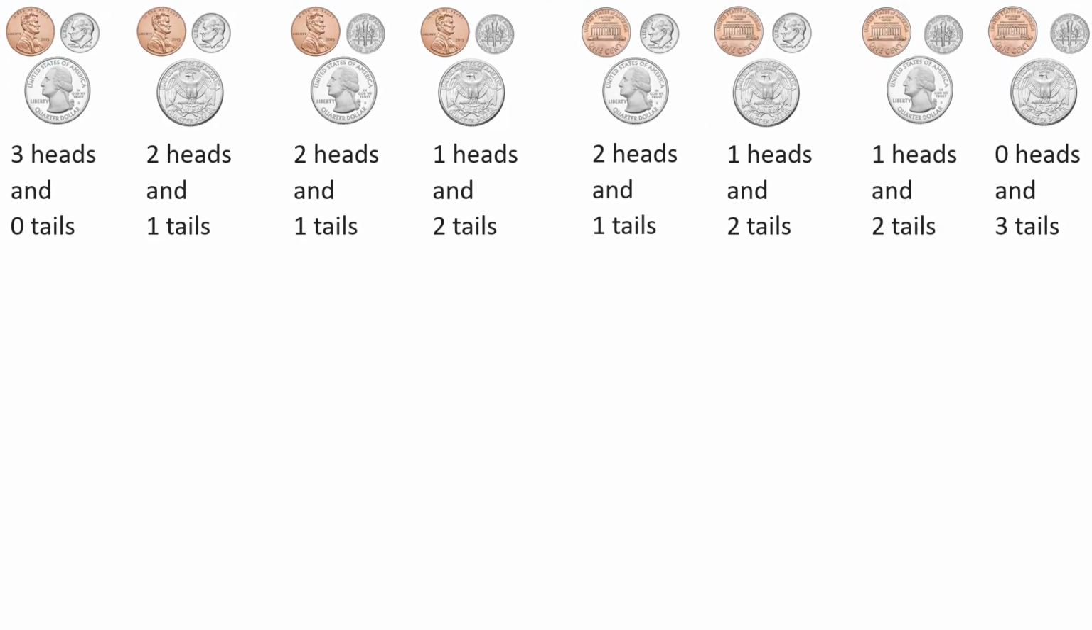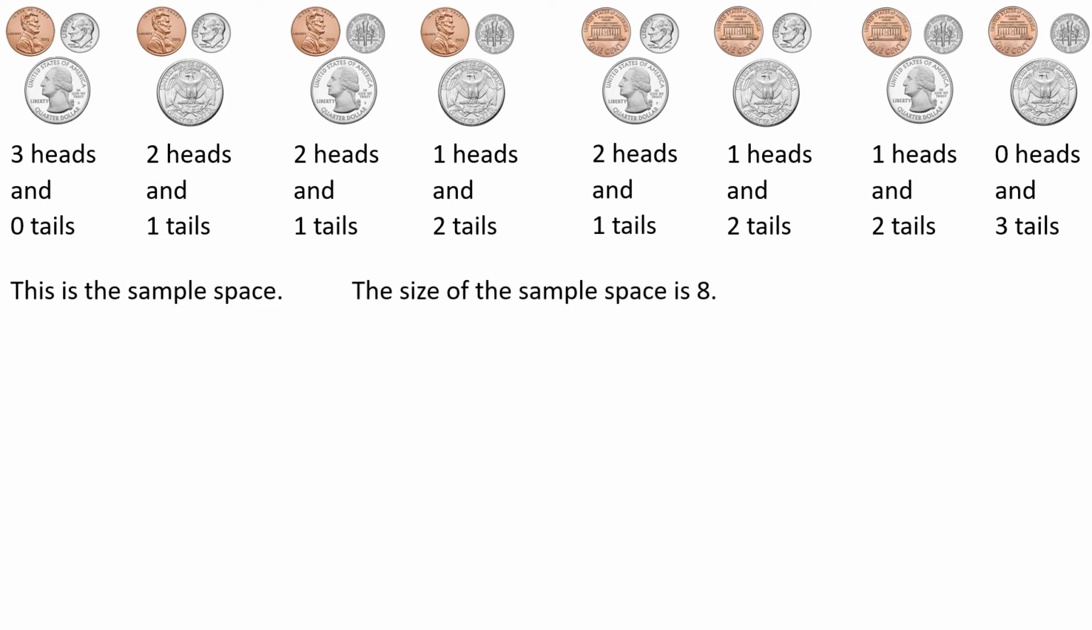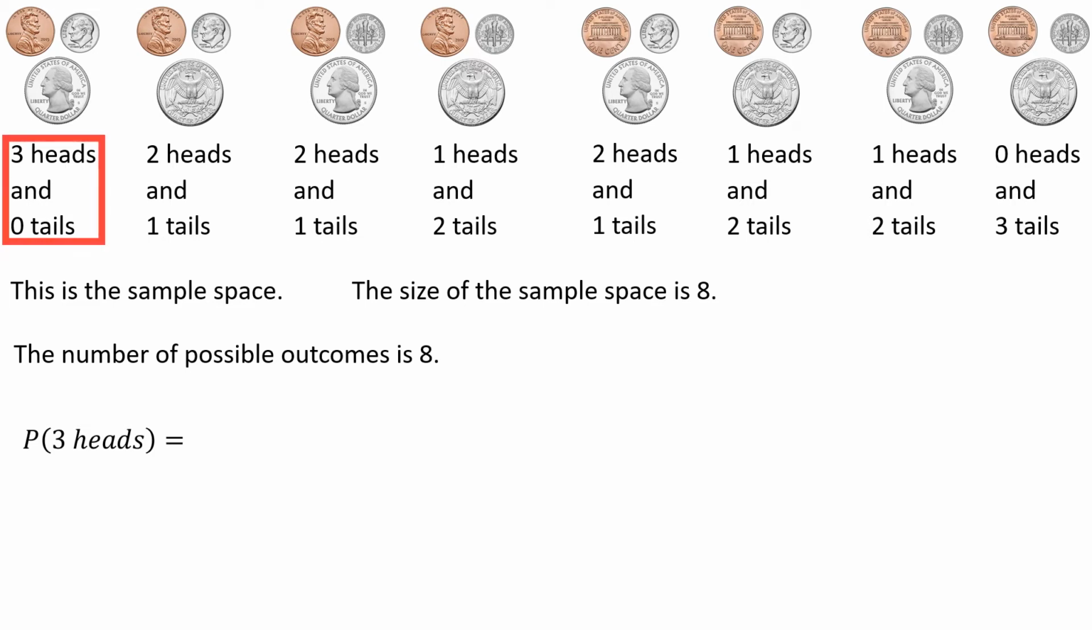Let's get a little bit of room here. So that's the sample space. The size of the sample space is 8. That means the number of possible outcomes is 8. So the probability that for my single event, I throw the coins in the air and all 3 of them are heads, well, there's only one way that can happen. 1 out of 8.